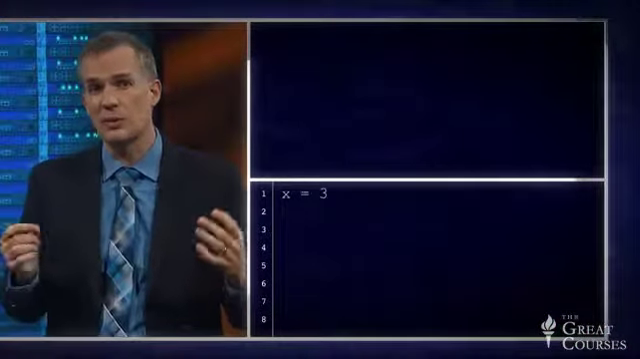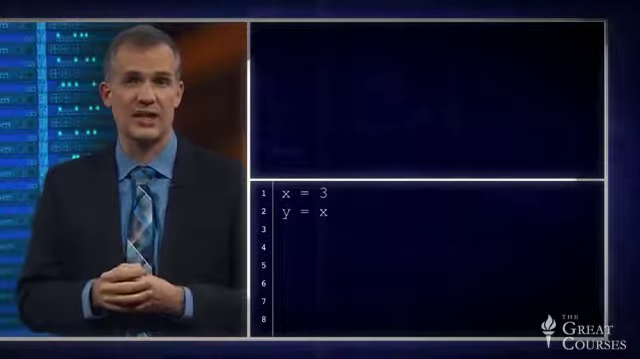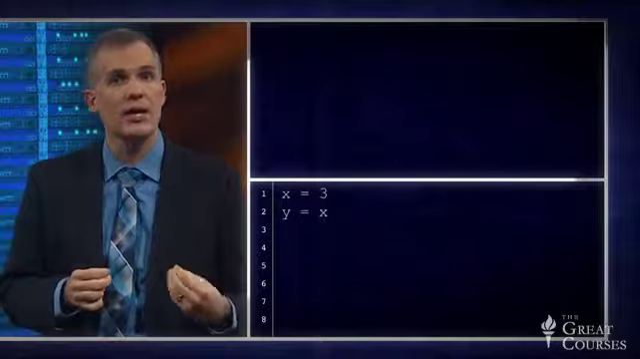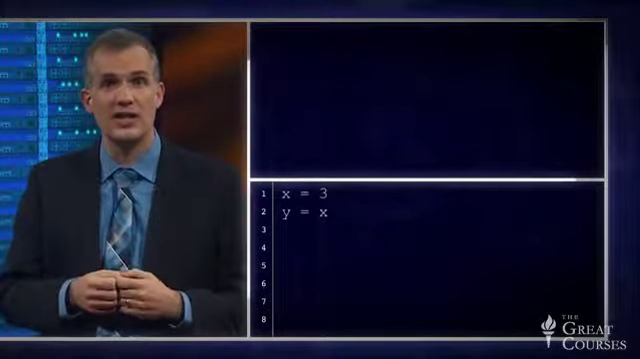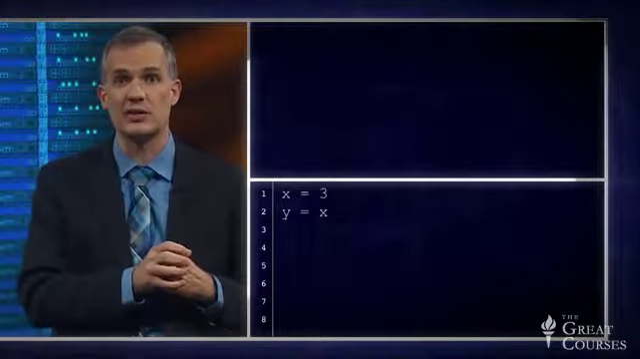Let's look at variables in a just slightly more complex example. Let's say we follow the previous assignment with a new assignment. y is assigned x. Now, we have another variable named y, and we're assigning a value to it. The value to assign to y is the thing on the right-hand side. In this case, that's the variable x.